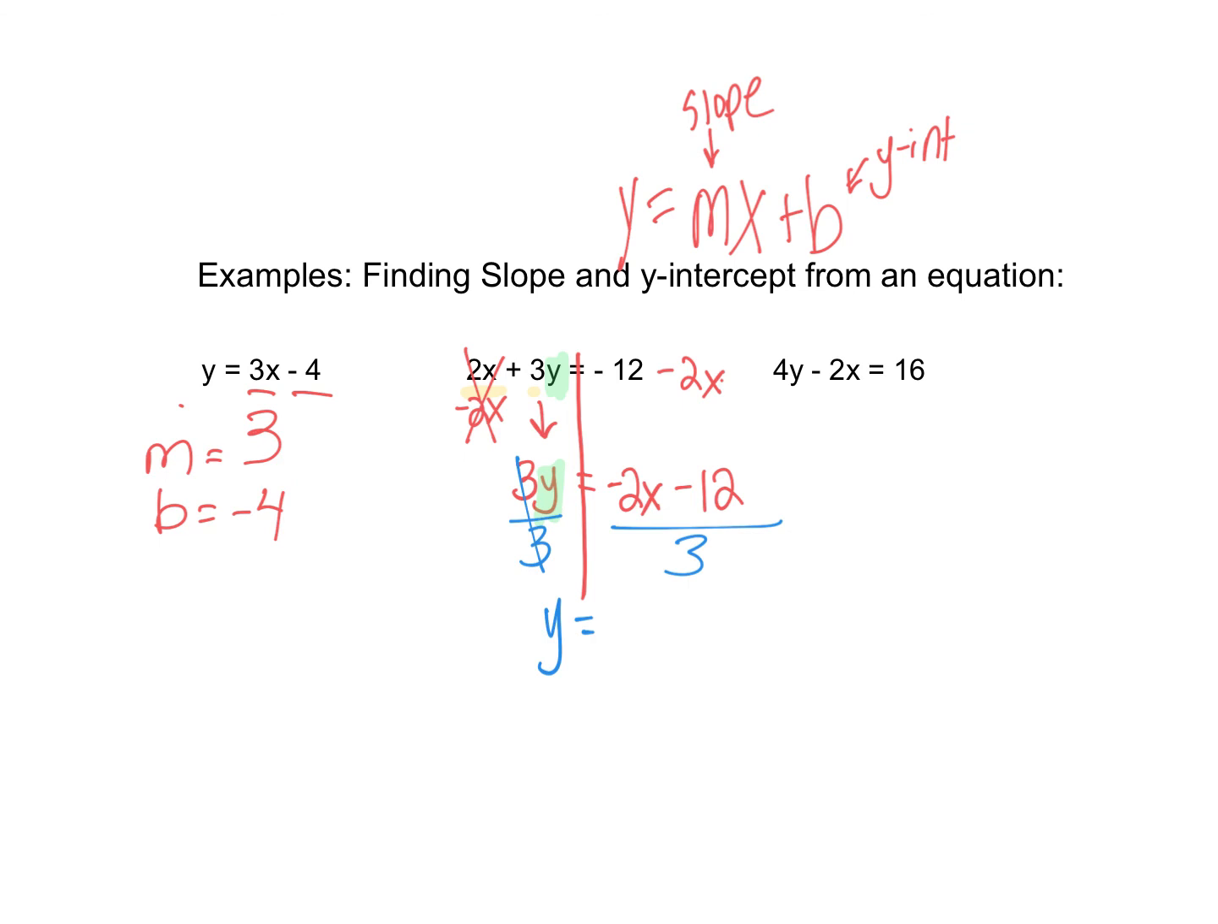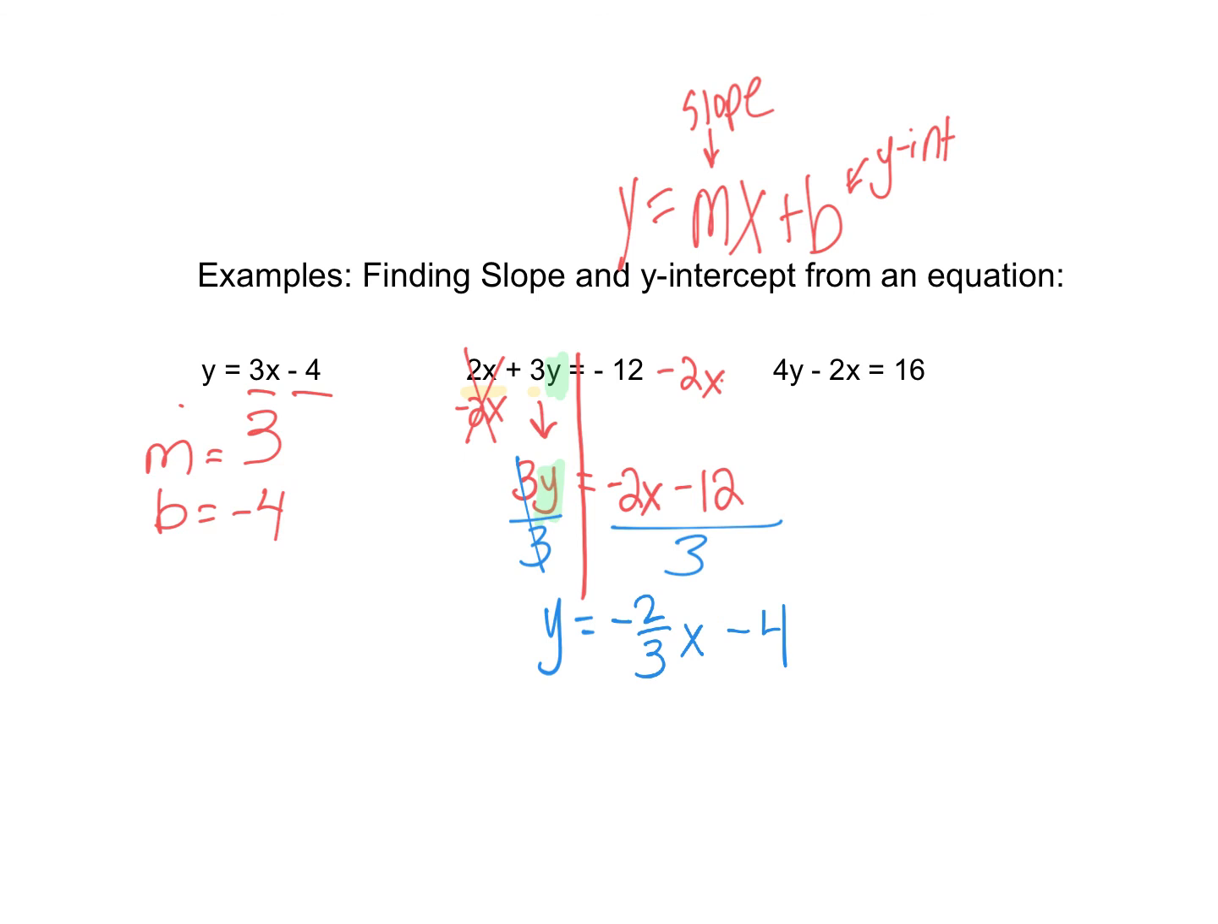So the y will equal, now here's what's tricky, not really tricky, but here's what we want to make sure we know. If you divide by 3 on the left side, everything on the right side gets divided by 3. So it's not just the 2x and it's not just the 12. Both of them get divided by the 3. It's kind of like doing distributive property, but with division. So negative 2 divided by 3 is negative 2/3 x. Negative 12 divided by 3 is negative 4.